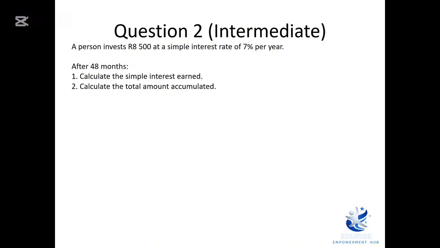Now, let's get to a more intermediate, slightly more difficult question. A person invests 8,500 at a simple interest rate of 7% per year. After 48 months, number 1, calculate the simple interest earned. Number 2, calculate the total amount accumulated. Remember, before, we calculated the amount of interest, not the total amount that was accumulated. We only calculated the interest.